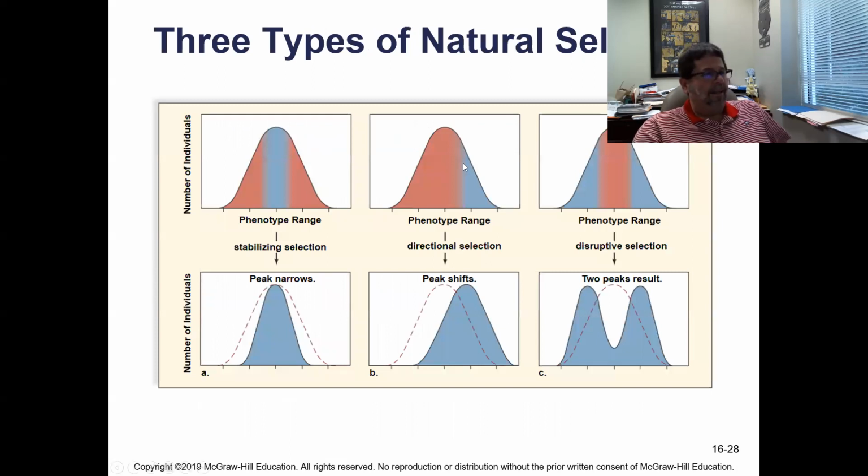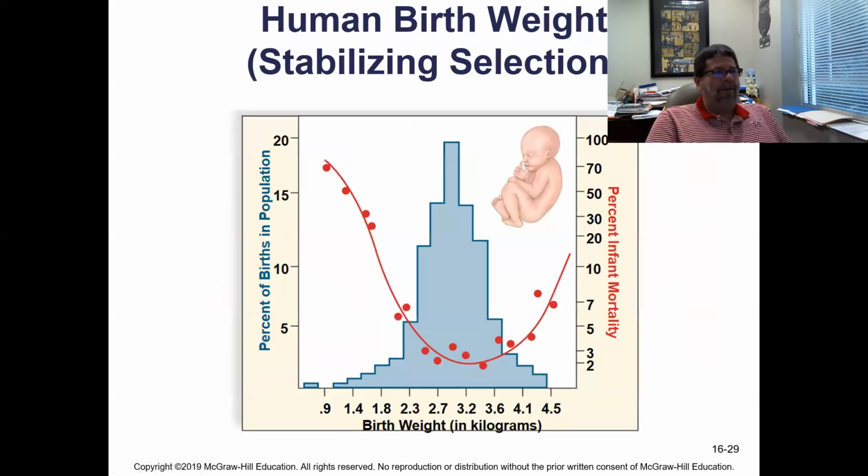And so what I'm saying is you would see a directional move, right? Or in this case, you could see that's directional here, stabilizing or disruptive. Okay, here's a classic example of stabilizing. This is a cool graph in a lot of the books. This is the percent of birth populations in this weight zone. And by the way, 2.7 to 3.2 kilograms is around 7.5 pounds. Look at that, 20%, 15%, almost all the babies are born between what? This 1.8 and 4.1, right?